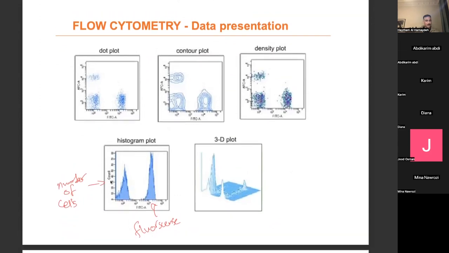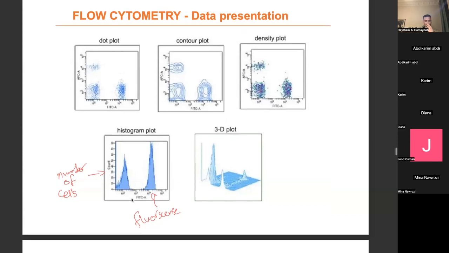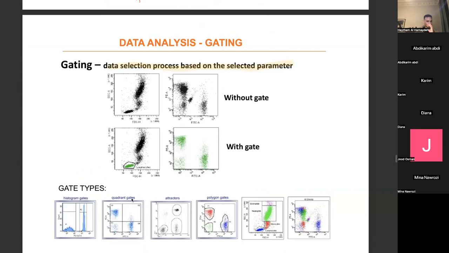This is data presentation. Count the number of cells that have the fluorescence. Okay, it's not important. Now, gating.